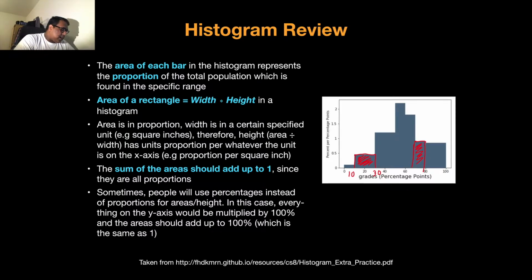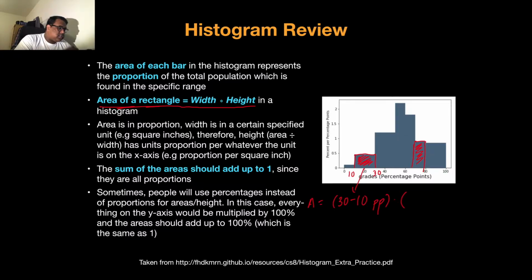And how do we calculate area? It's the same way we calculate area in regular geometry. The area of each of these bars is equal to the width of the bar times the height of the bar. In this example, if we wanted to find the area of this bar, the width would be 30 minus 10, and the units are whatever the units of the x-axis are. They can be inches, centimeters. In this case, we have a histogram of grades, so they're in percentage points. So here our width is 30 minus 10 percentage points. And then our height.